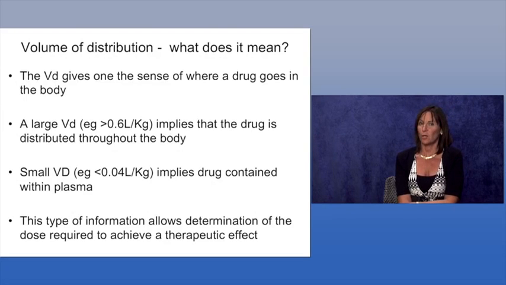where the drug goes. A large volume of distribution implies that the drug is distributed throughout the body. A small volume of distribution implies that the drug could be contained just within plasma. This type of information does help you in the drug development steps that we talked about at the very beginning to allow determination of the dose that might be required to achieve a therapeutic effect.